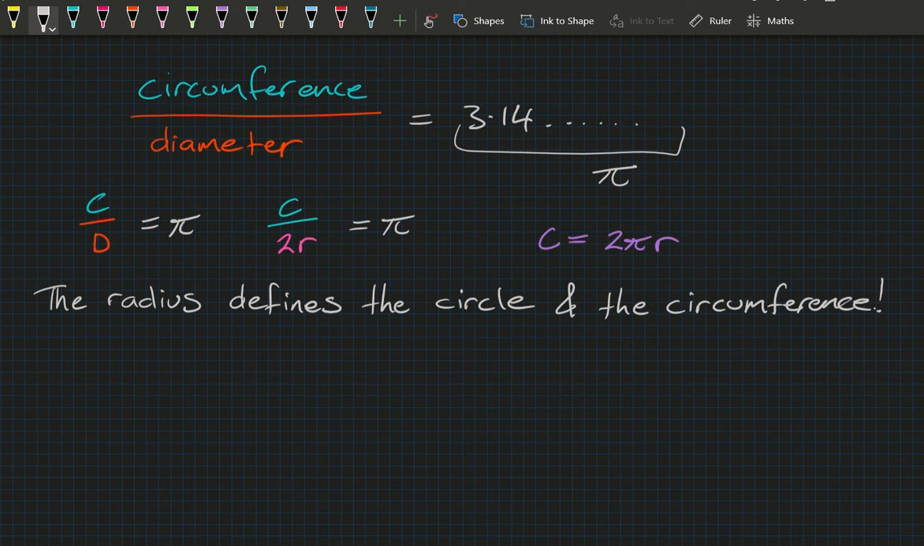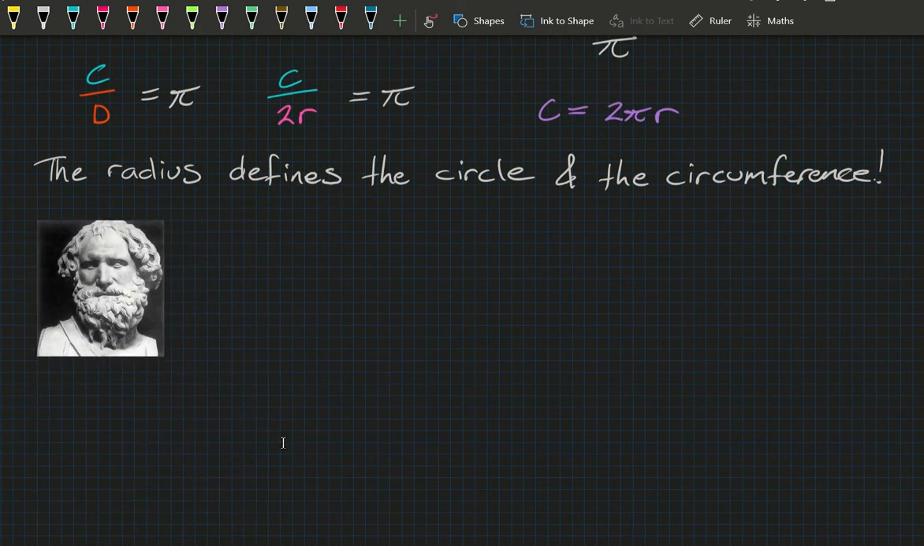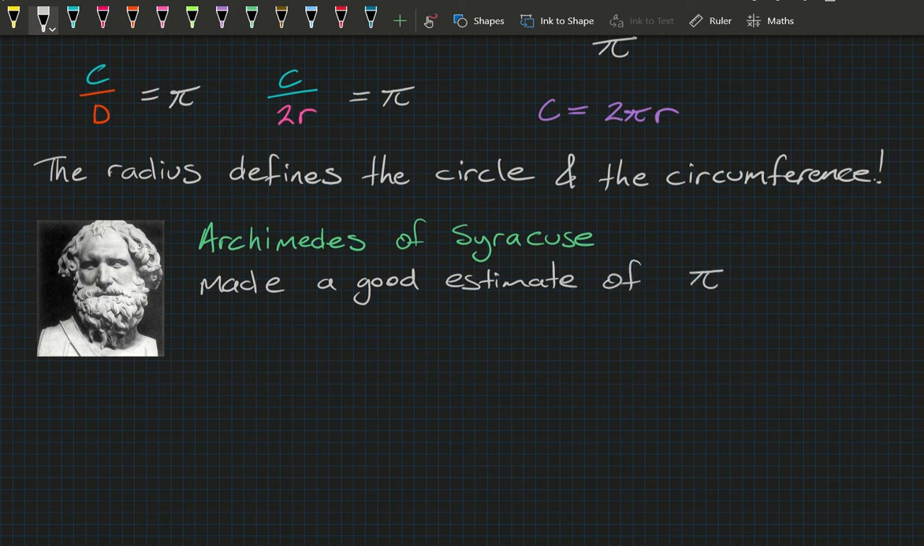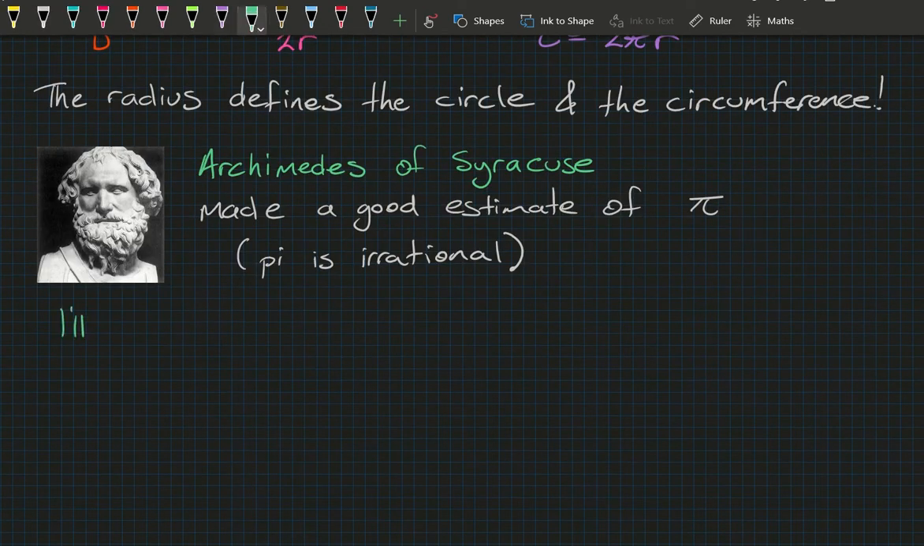Pi is a Greek letter, so obviously we've known about this for thousands of years. We know now it's an irrational number. The Greeks didn't know that, but they knew it was a complicated number. Archimedes of Syracuse, which is actually a place in Sicily, was one of the best mathematicians of the classical age. So he made a good estimate of what pi is, and it had to be an estimate because pi is an irrational number, using a method that I'm going to demonstrate now with GeoGebra.